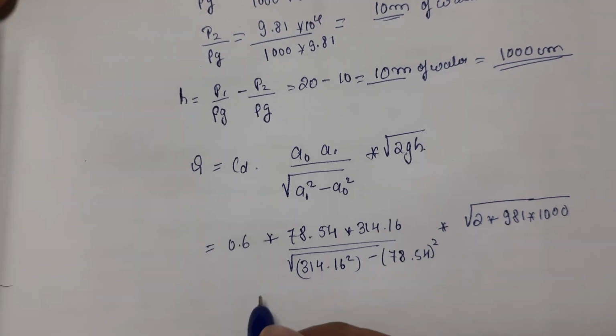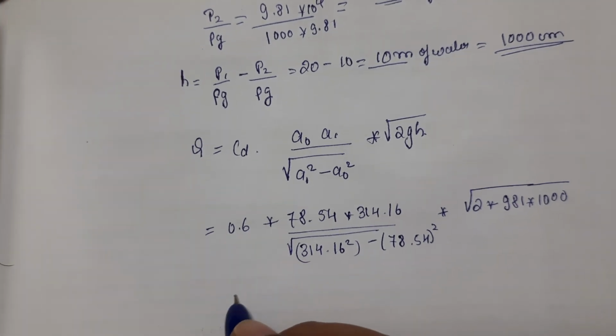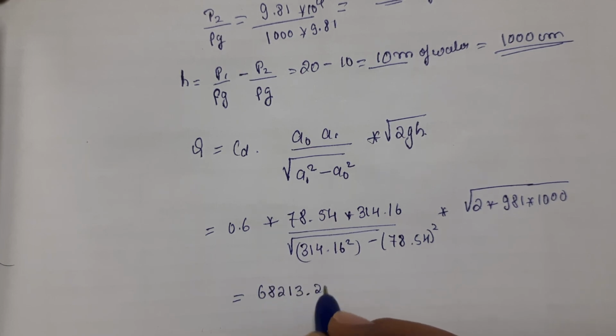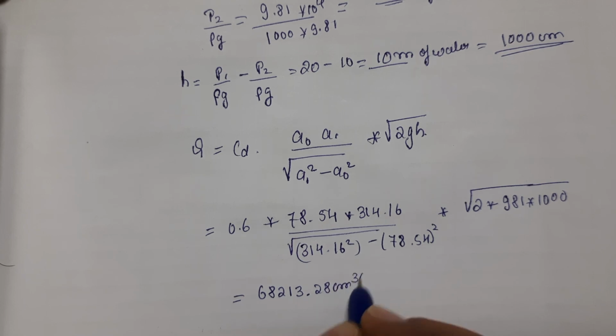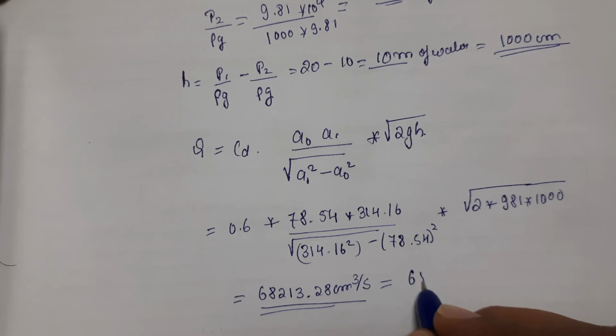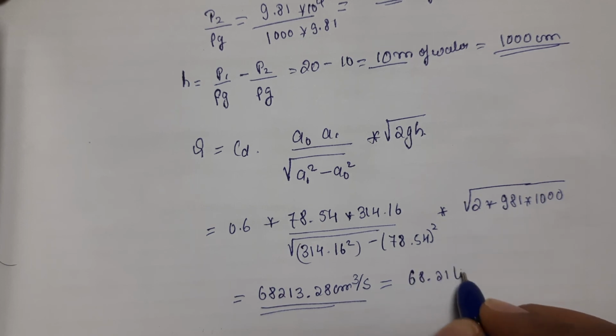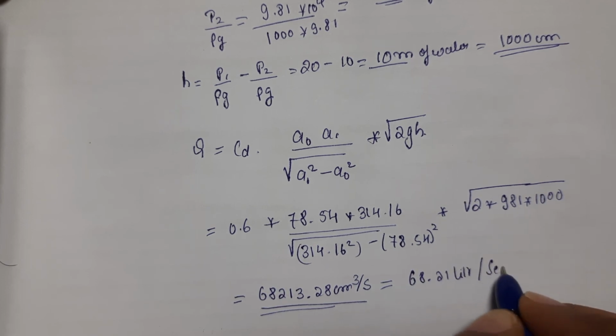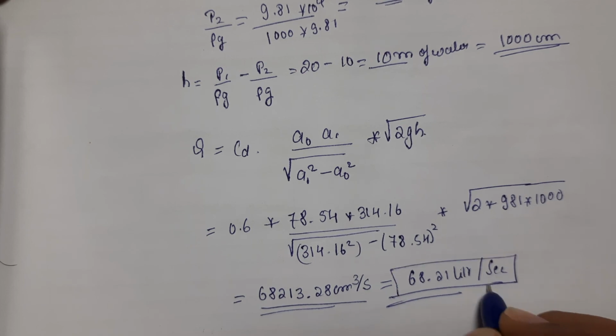So calculating these values, the answer that you get here is 68213.28 centimeter cube per second. Dividing this by 1000, you will be getting 68.21 liter per second. So this is the discharge.